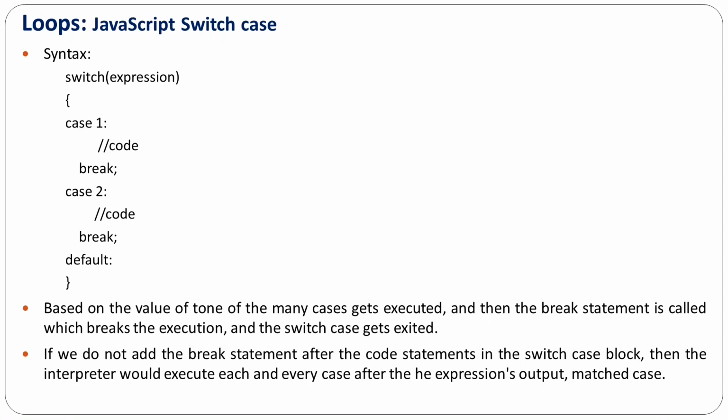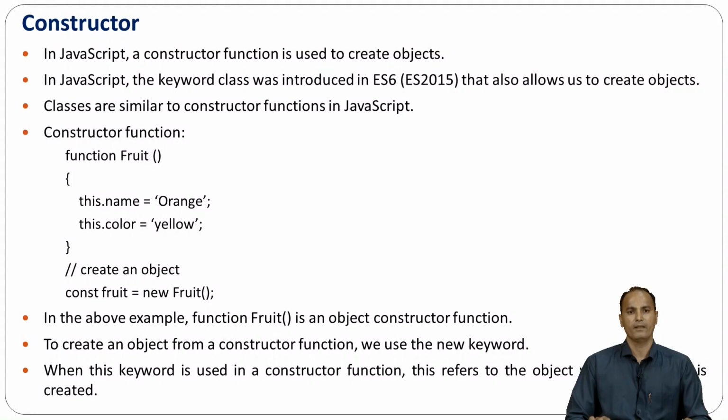Switch case is written with the syntax we already discussed, the various cases in a switch case, and at last the default one. Constructor is another concept used in JavaScript. A constructor function is written like a function, followed by the name of the function. When creating objects, we write const, then the name of the object, using new, and then the function name, so it will invoke the constructor function. To create an object from a constructor function, we use the new keyword. When this keyword is used in a constructor function, it refers to the object that has been created.